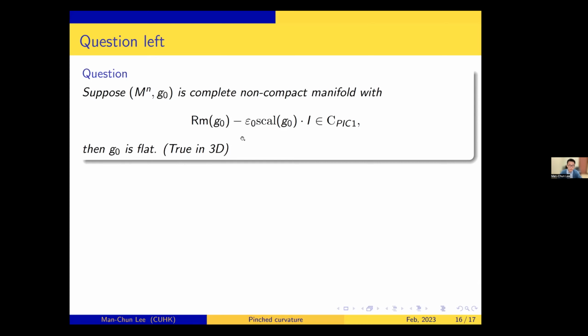Okay. And I also want to mention that we can ask the same question for the Kähler analog. We can ask the same by replacing the PIC1, PIC2 condition by the bisectional curvature condition, which is also very strong in terms of the uniformization theorem. And the direct analog is also unknown for now. There are some results, but not as strong as the pinching theorem that we stated.